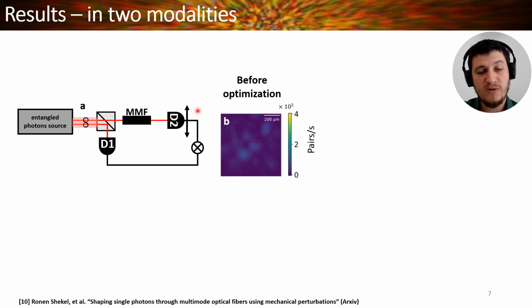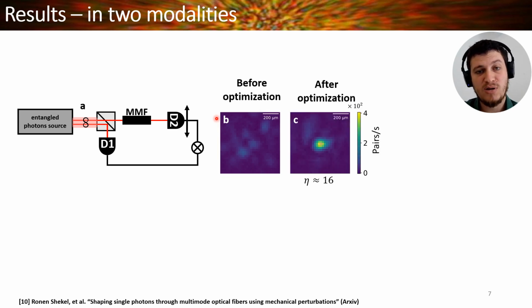As we said, we begin with a speckle pattern, and after doing our optimization protocol, we end up with a really nice focus spot. If we want to quantify this, we define the enhancement as the ratio between the peak and the background of multiple random configurations, and we see an enhancement of over an order of magnitude, which makes us very happy.